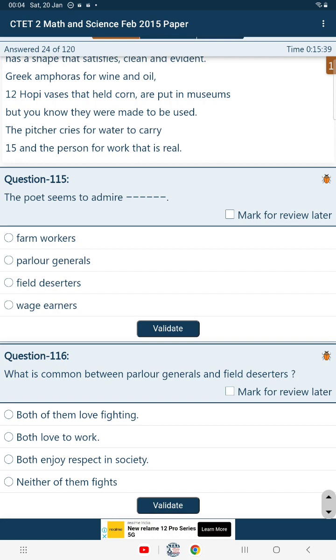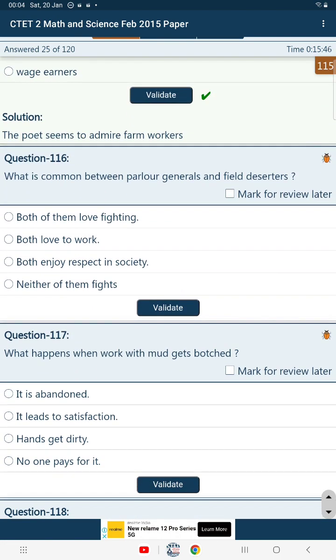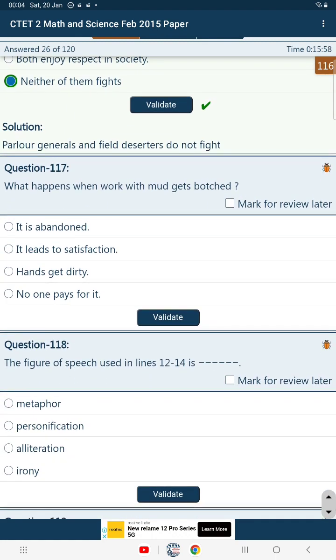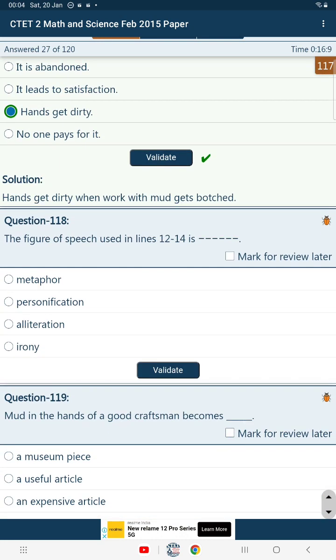The poet seems to admire the farm worker. What is common between the parlor general and the field deserter? Both of them love fighting. Neither of them fights. What happens when work with mud gets bashed? Hands get dirty when working with mud.